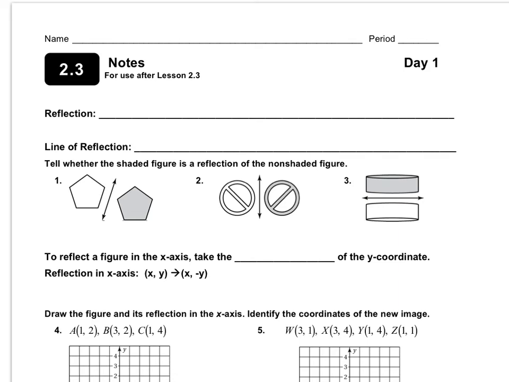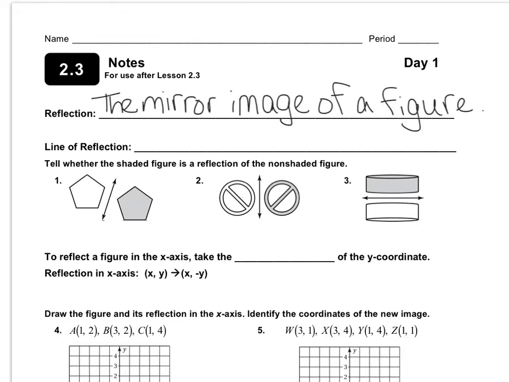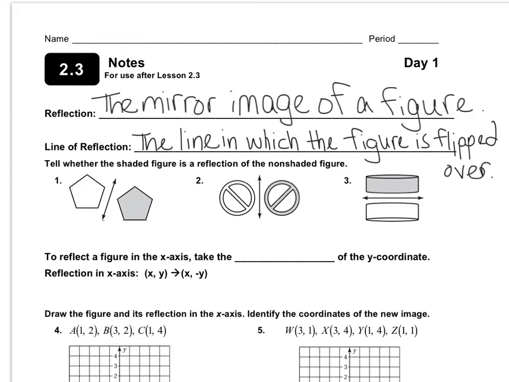Today we're going to do notes on lesson 2-3. The transformation we're going to talk about today is called reflection. To define reflection, reflection is the mirror image of a figure. The line of reflection is the line in which the figure is flipped over.